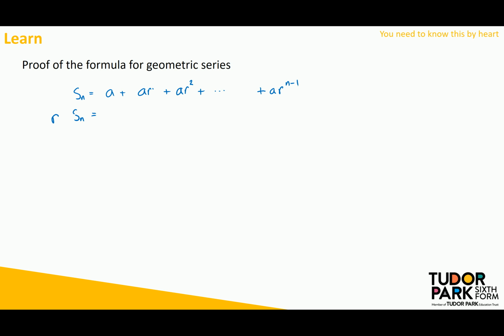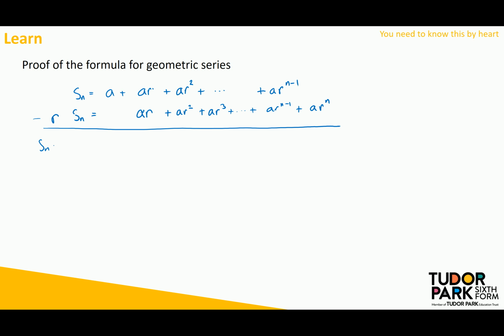A times r would give me ar. Ar times r would give me ar squared. Ar squared times r gives me ar cubed. And I work this all the way through the line until I end up with ar to the n minus 1 times r, which would give me ar to the power of n. Now I take one equation away from the other.